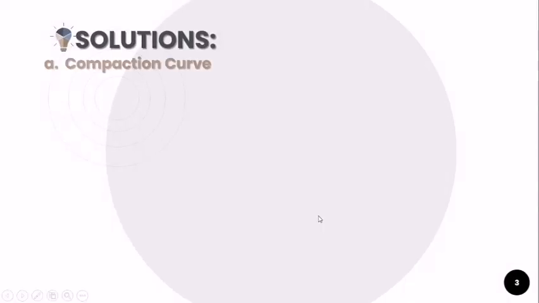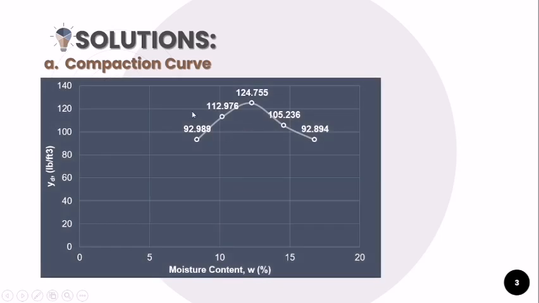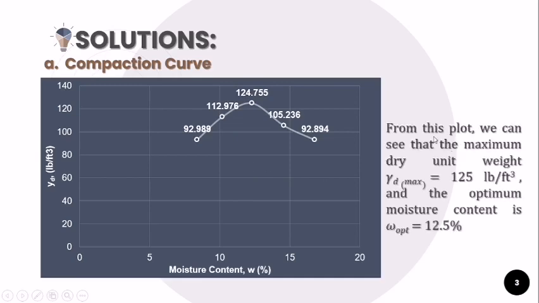So first, I did plot the compaction curve, even if this is not actually the first process in order to plot this curve. So these are the values. From this plot, we can see that the maximum dry unit weight is equal to 125 pounds per cubic foot. This is the yellow horizontal line pointing at the dry unit weight, and the optimum moisture content is equal to 12.5%, that is the vertical line.